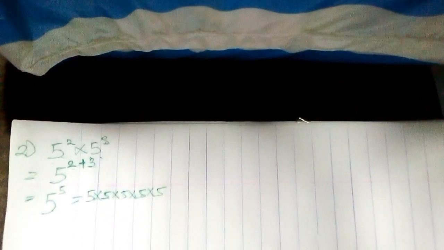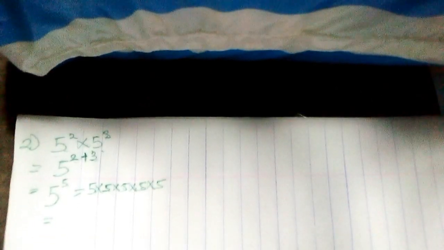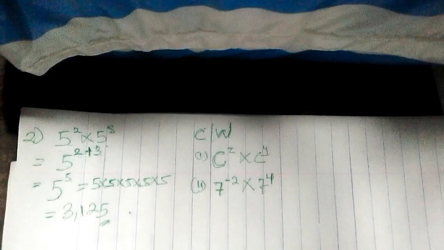They tell you to multiply 5 times 5 times 5 times 5 times 5, that is 1, 2, 3, 4 times 5. You understand now? 5 raised to the power of 5 is 3,125. Do your calculation and you will see. All these things are not hard. That is the multiplication law for indices. Let me give you another example.